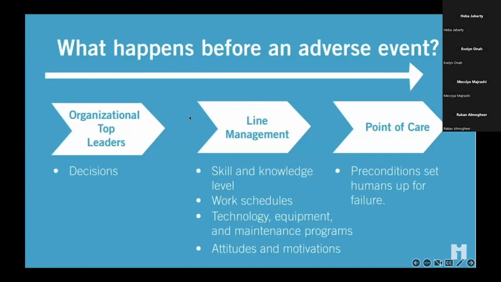Why are these things happening? As we always said, we have a very complicated system, and this is a complicated journey that starts from organizational top leaders. We have a lot of directives, instructions, and decisions. Then it is translated in line management to skills, knowledge, and work schedules, as well as technology. A lot of things and attitudes could be involved during this phase until we reach the point of care. So this sometimes ends up as a human error or failure.